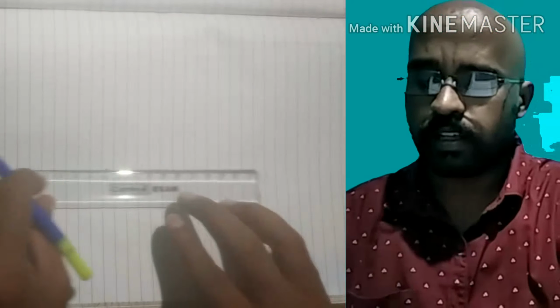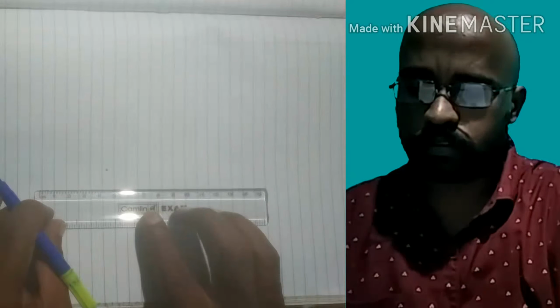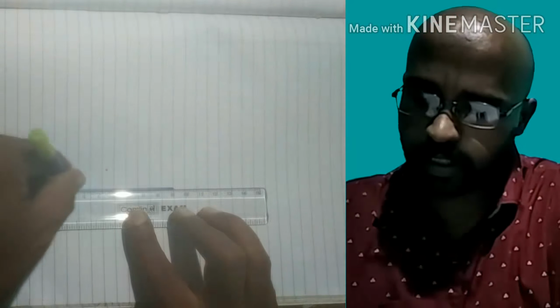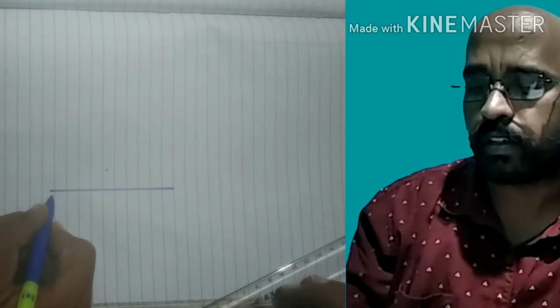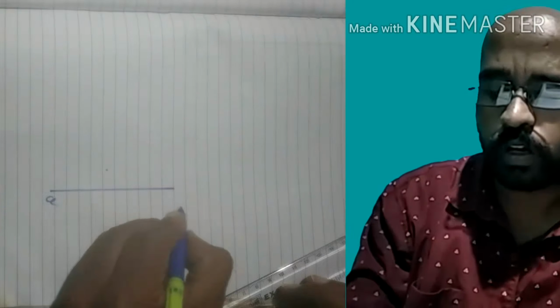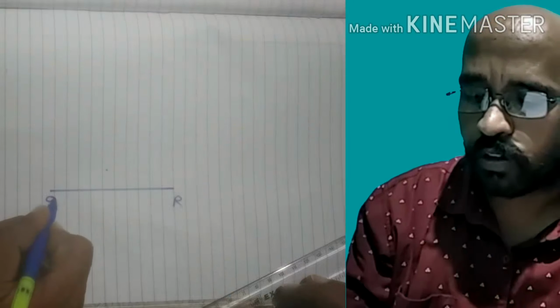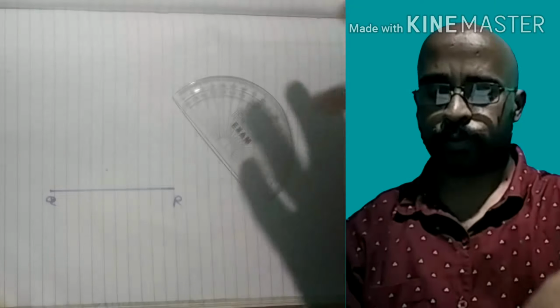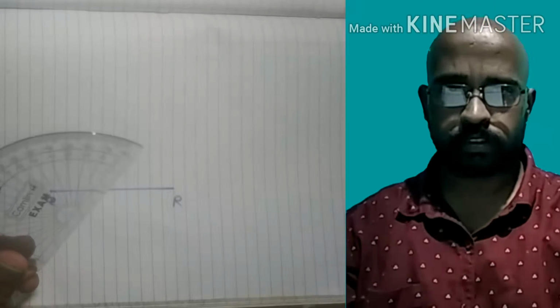So for that let's draw one arm. I have drawn this arm. You can give it any name, suppose QR. This is Q, this is R. Then I require one right angle at point Q or point R. Let's draw a right angle at point Q. For that I will use a protractor.